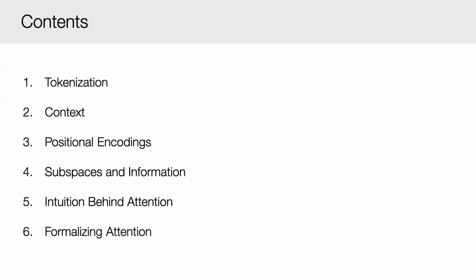All right, so first we're going to talk about tokenization, which is a great segue from what we covered last time. We're going to move into the motivation behind why we need context in our embeddings. Then we're going to talk about positional encodings and what they even mean. And then subspaces, information that can be found inside them, intuition behind attention, and then we're going to get a really good attempt at formalizing what this concept of attention is inside transformers.